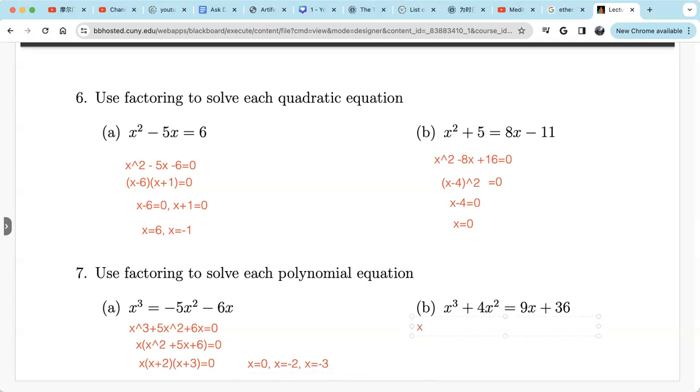B, similarly, we do the same thing. We move everything to the left-hand side. So we have x cubed plus 4x squared minus 9x minus 36 equals 0. So we have 4 terms. We want to group them 2 by 2. So for the first 2, x cubed and plus 4x squared, we want to factor out x squared. Then we have x plus 4. So x squared factored out, we have x plus 4 for the first group.